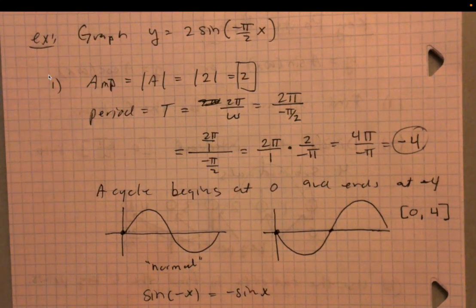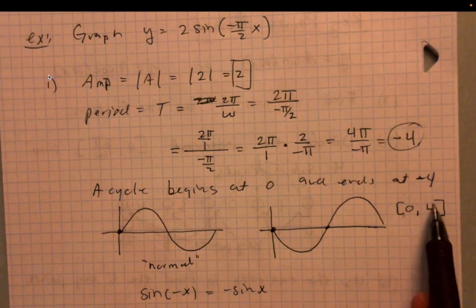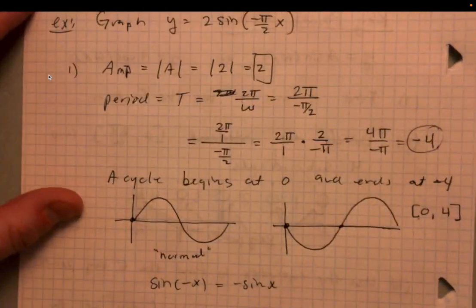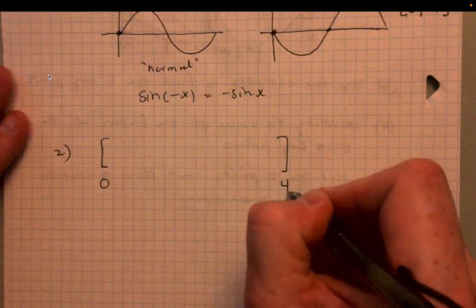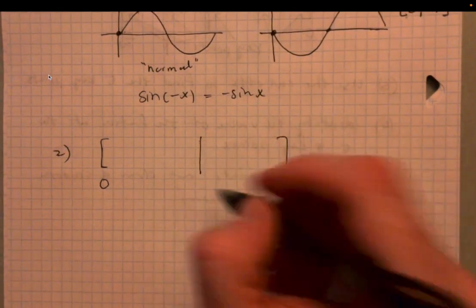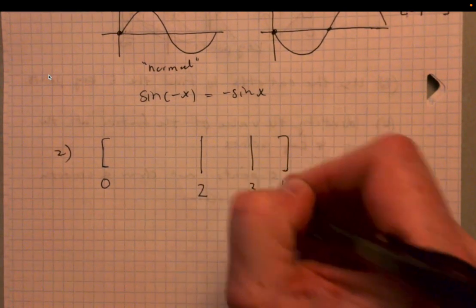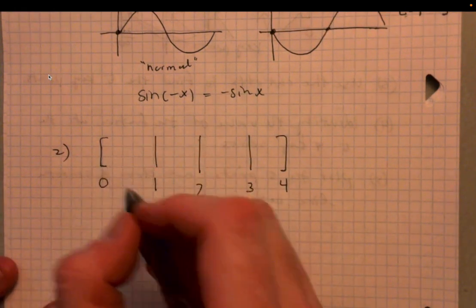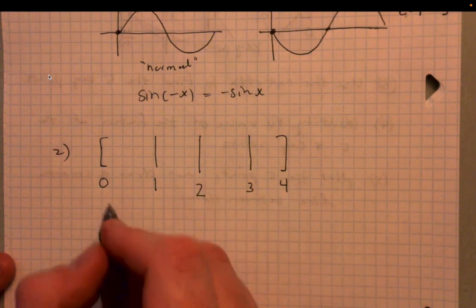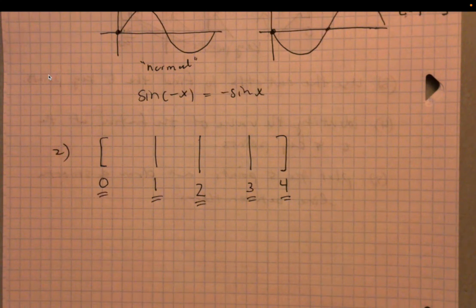Okay, step 2. We need to know these intervals, right? And so this one is very easy. It goes from 0 to 4 radians, and so the interval is very easy to see. Right? It starts at 0 and it ends at 4. Well, what's the midway point? Well, that's 2. What's midway between 2 and 4? Well, that's 3. This would be 1. Right? So our 5 key x values are 0, 1, 2, 3, and 4. Right? It couldn't be easier.